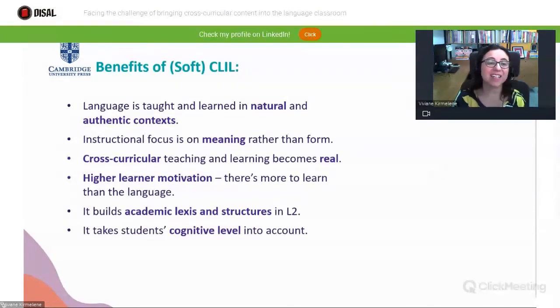Another point is that CLIL takes the students' cognitive level into account. So you're going to present content that they're able to cope with, and then you have to look at your curriculum. We'll be talking about the curriculum in a few moments. BNCC is the document to look at here in Brazil. I saw that we have people from Mexico and from Paraguay. You can look at the official document from your ministries of education, but you take the cognitive level of students into account.